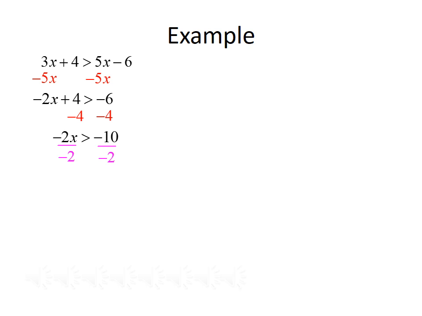Finally, to solve for x, we divide both sides by negative 2, and that leaves us with x is less than 5. Notice that since we divided by a negative number, the inequality flips sides. So it used to be greater than, now it's less than. So we have x is less than 5.